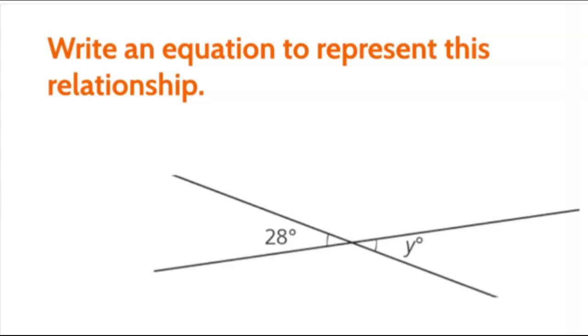Notice y and 28 are opposite each other when two lines cross, so they're vertical angles. Vertical angles are always congruent. We learned that in yesterday's lesson. So we could write the equation 28 equals y, or y equals 28.